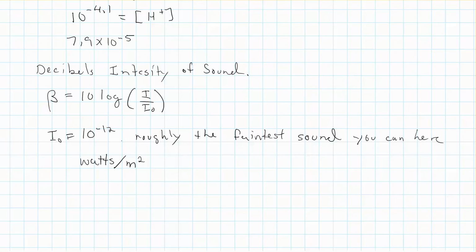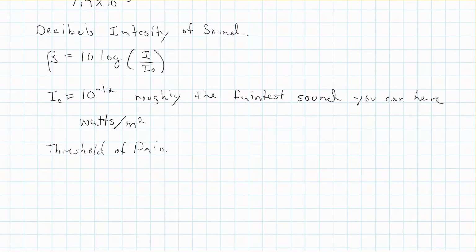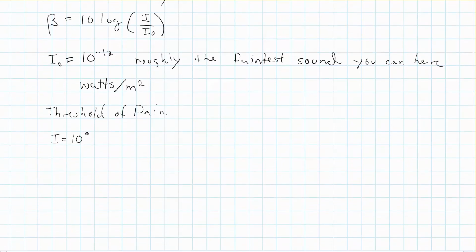Alright, so let's look at here. Let's see what the decibels are for what is considered the threshold of pain. Now that's subjective, but this is basically, does it hurt your ears? And the threshold of pain has I equal to 10 to the 0 power, which of course is just 1, but I'm going to leave it as 10 to the 0 because we're going to compute a decibel here.